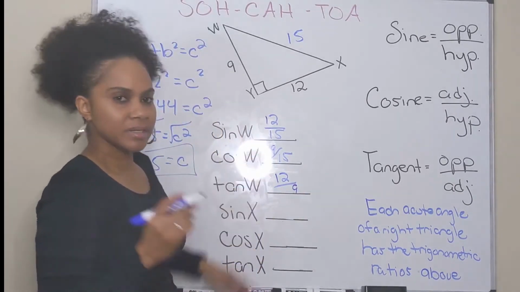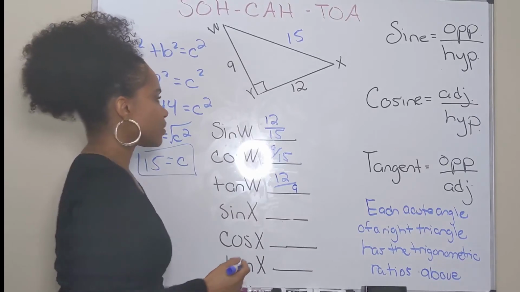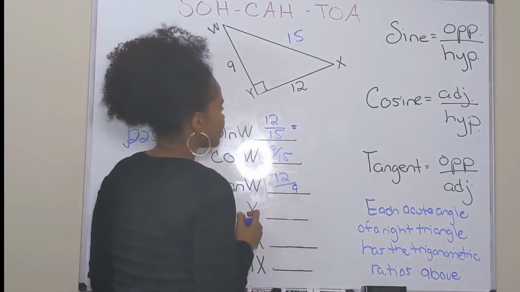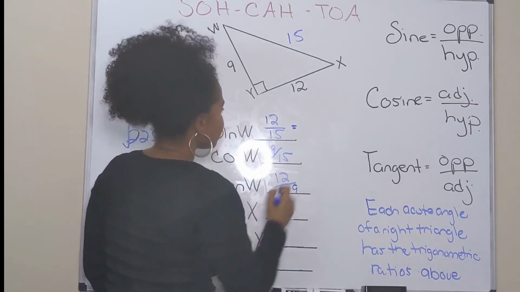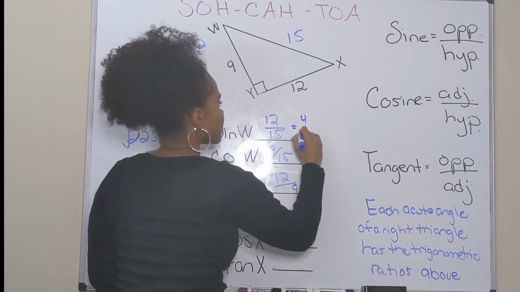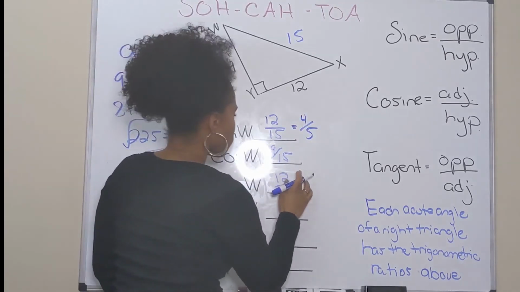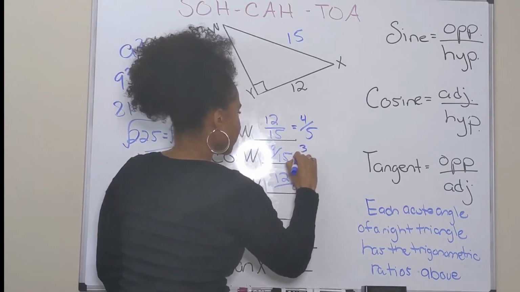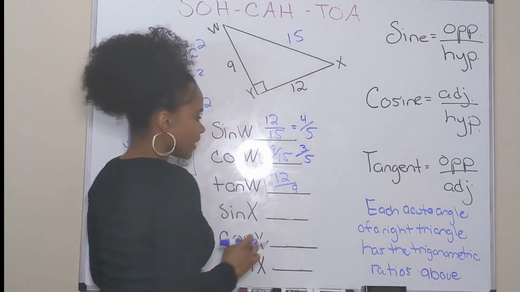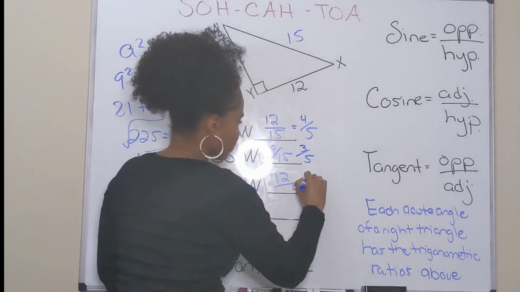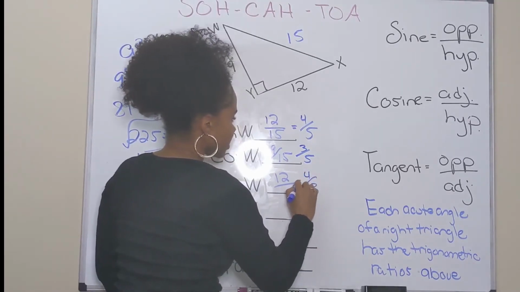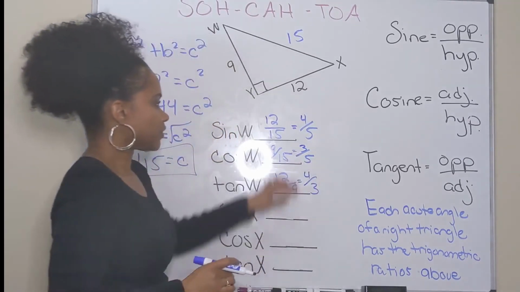We can reduce these. We always want to reduce our ratios. So I can reduce 12 over 15. They're both divisible by 3, so that's 4/5. 9 over 15 would be 3/5. 12 over 9 would be 4/3. So I've simply reduced the fractions there.